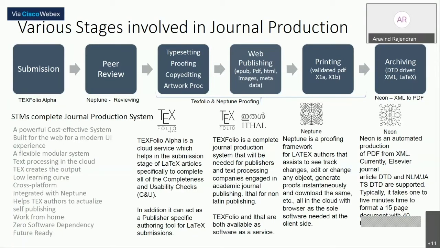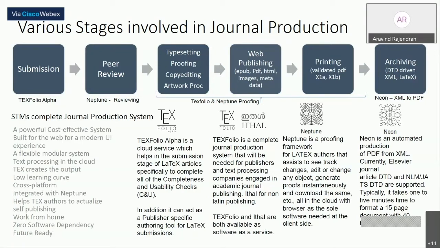Now, the advantages of all these production tools are that they are all built on modern UI interfaces for the web. They are a flexible modular system wherein each module, for example your EPUB module, the PDF module, the HTML module, the generation of validated XMLs, and then the validated PDFs, are all modular. You can actually add these systems or remove them. That sort of thing is easily possible.